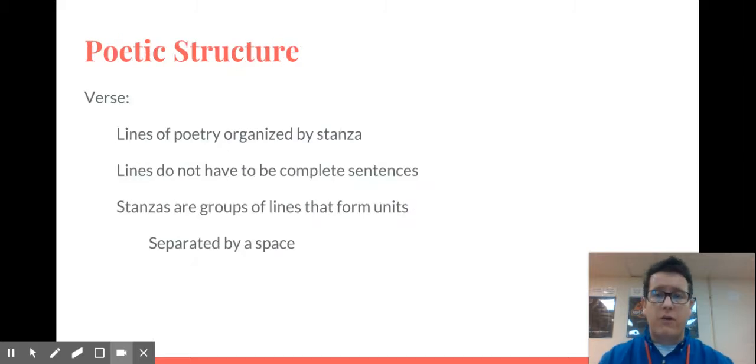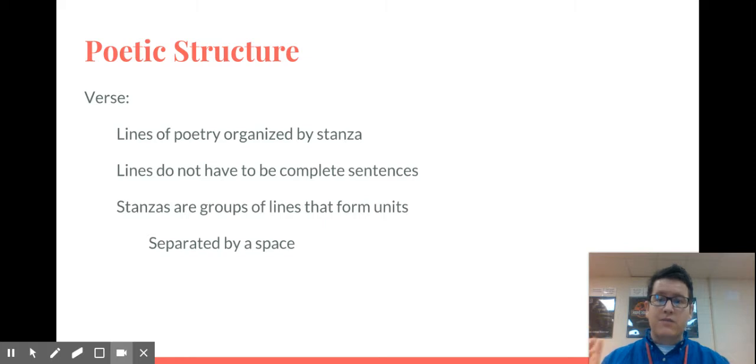So let's talk about verse first. Verse has to do with poetic structure. And in a poem, you're going to have lines of poetry organized by stanza. It's important to note that those lines do not have to be complete sentences. You may have poems with lines that stop in the middle of a sentence. And when you're reading those poems, it's important to pay attention to punctuation. If you get to the end of a line of a poem and there's no comma or period, that means you're not supposed to stop, just like a regular sentence. It means you keep on going. It's really easy when we read poetry out loud to pause at the end of every line. You're not necessarily supposed to do that.